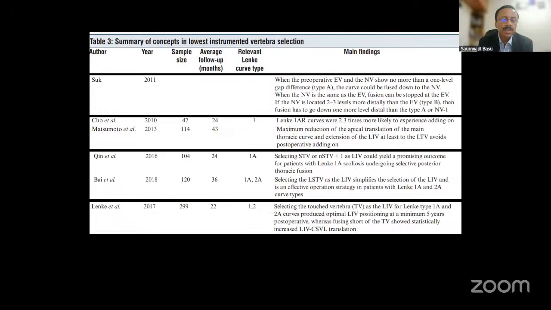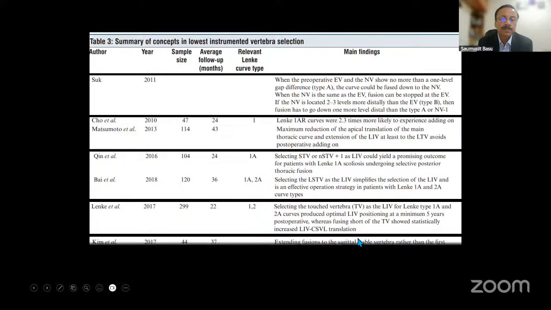And the last publication, which came out about 9 years back, was from Lenke himself, and he could actually validate what Firoz Miyanji had said: that if you really look at the LIV for Lenke curve type 1A and 2A curves, the optimization should be done by the touched vertebra concept. That means selecting the touched vertebra as the LIV for the Lenke type 1A and type 2A curves produces the optimum LIV selection positioning. And at 5 years follow-up, you could show that the LIV CSVL translation was the minimal if the touched vertebra concept was followed.